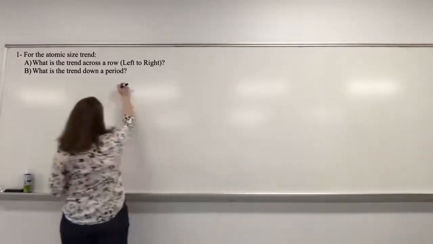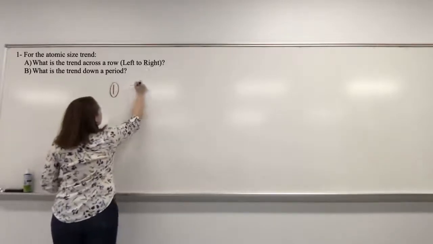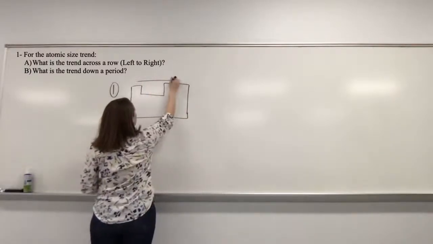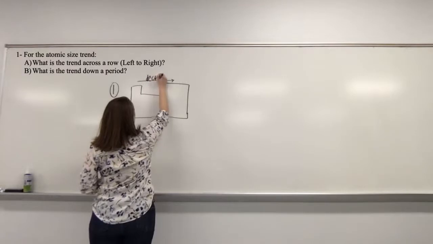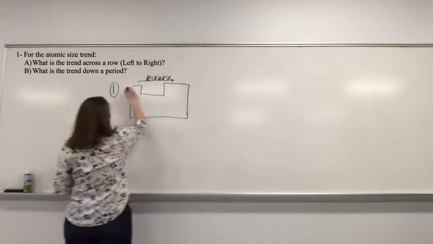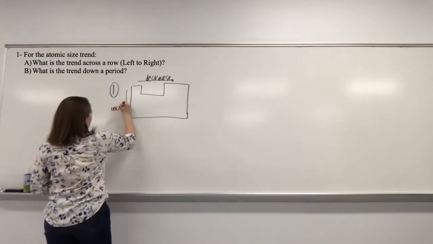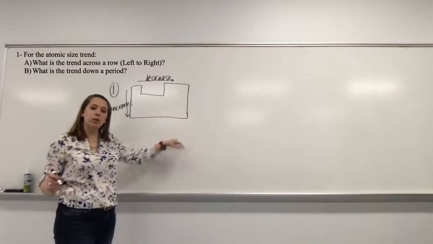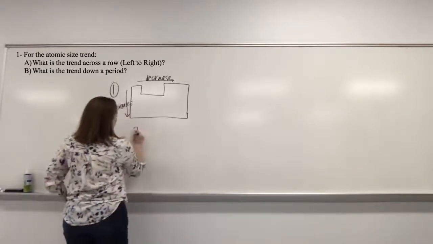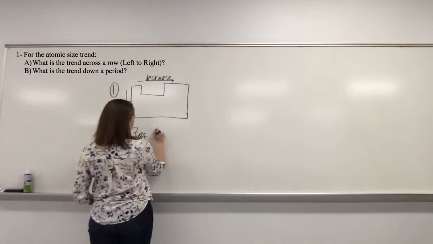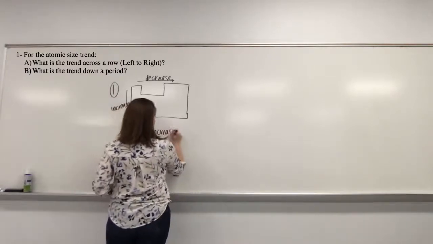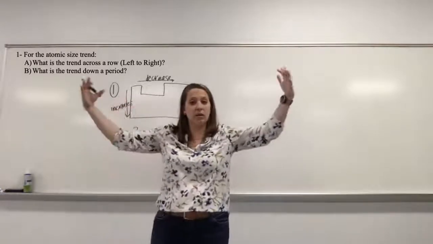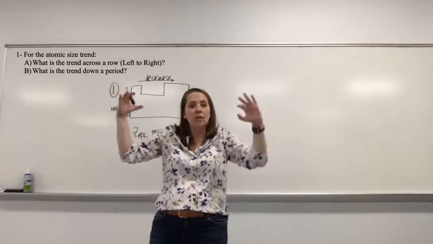Make sure we're in the right space. So if we look at a periodic table, we are going to decrease as we go across, and it increases as you go down. So the reason it decreases as you go across is due to Z effective. So Z effective or Z star increases as you go across.